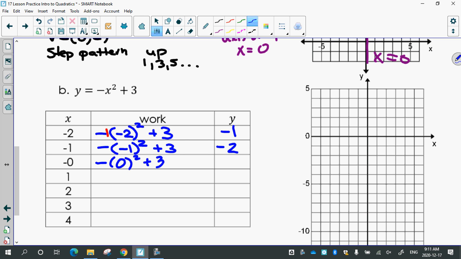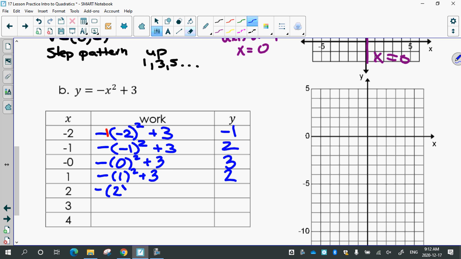This is wrong then, right? That should be plus 1. My bad. Yeah, negative 1 plus 3 is 2. 0 plus 3 is 3. Negative 1 squared plus 3, so it's going to turn into negative 1 plus 3, which is 2.